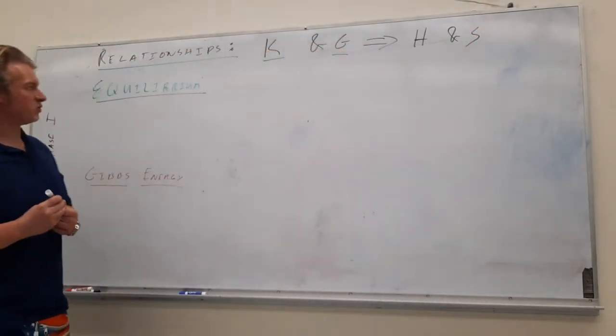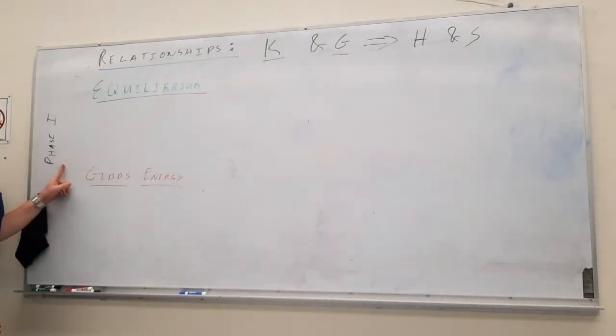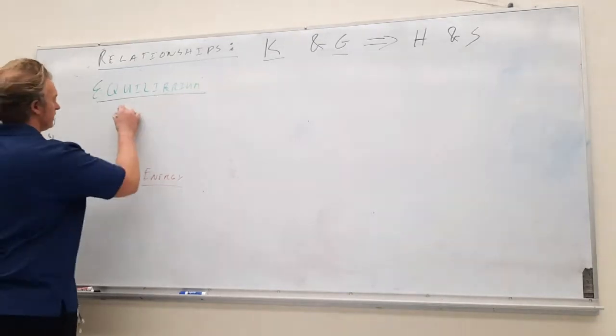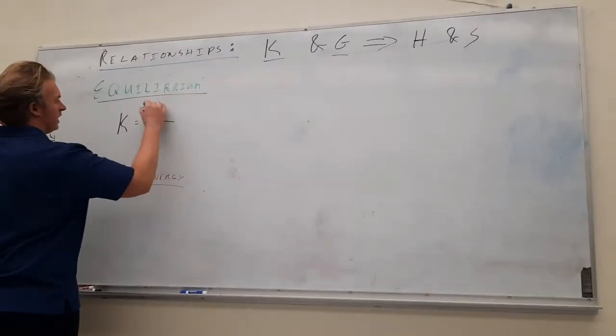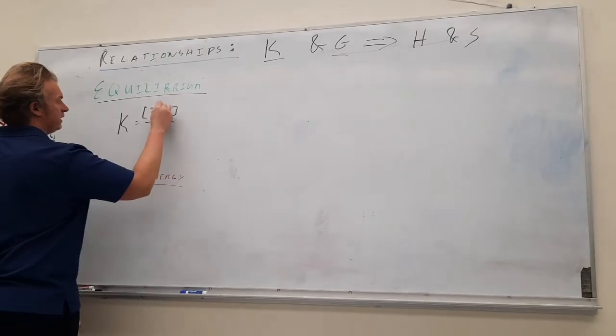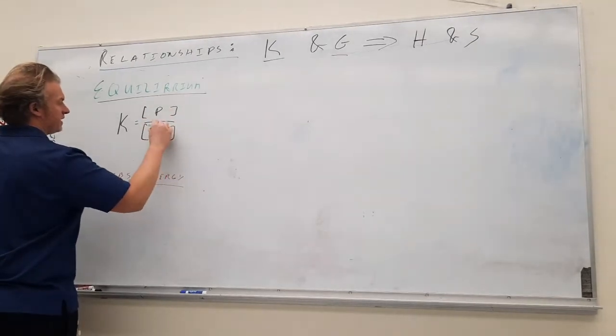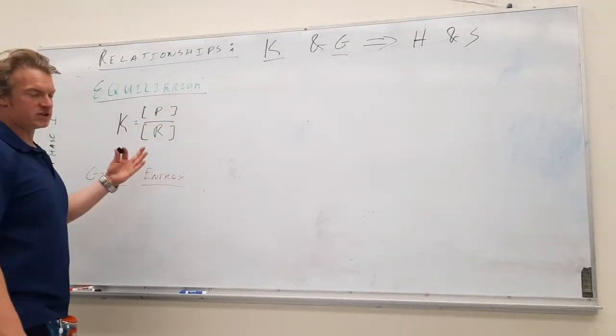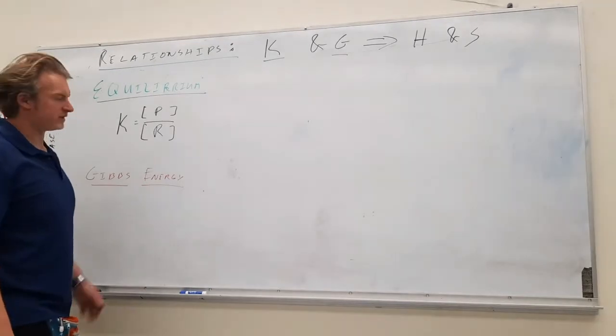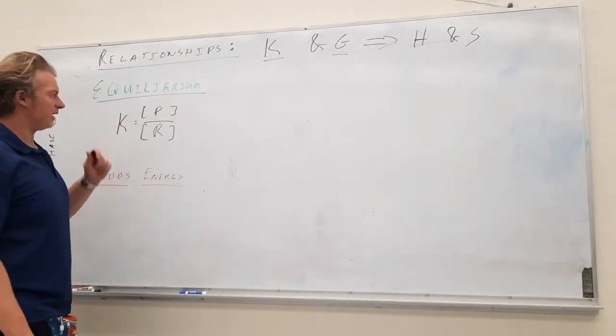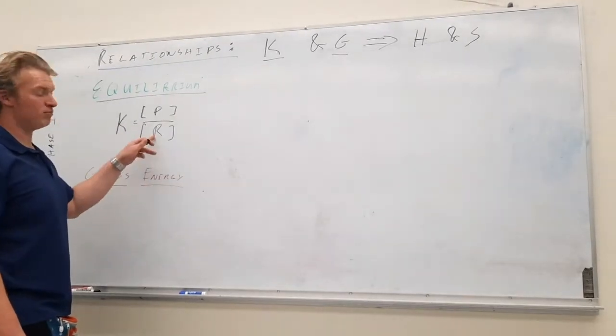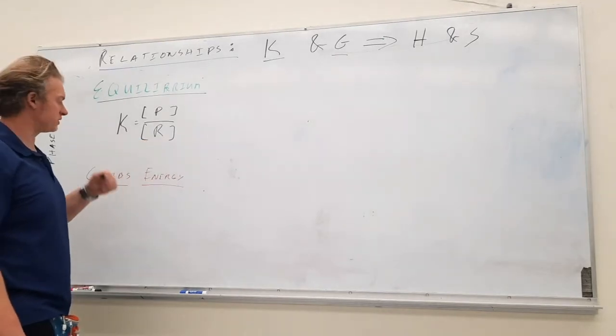Capital K, the equilibrium constant in phase one, is simply defined. K is the concentration or molarity of products divided by reactants. Very simplistic way to write that equation right there. There are things I'm leaving out, but it's products divided by reactants, molarities or concentrations.